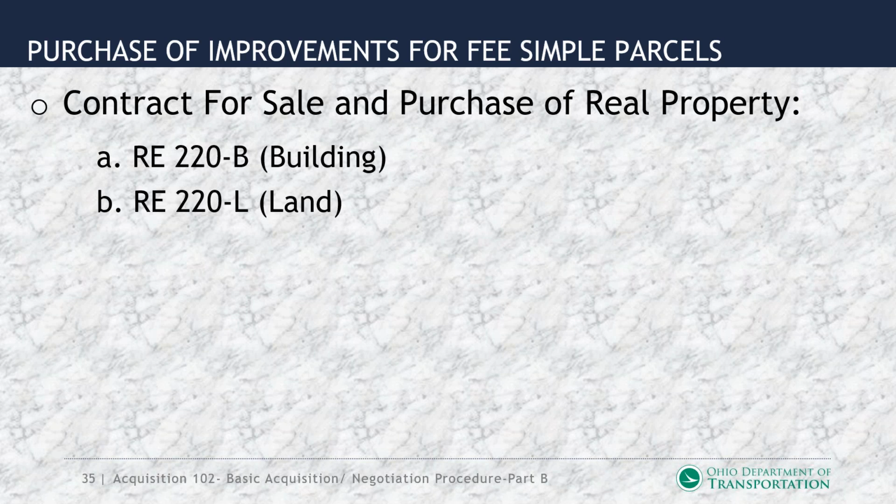We have two of those, RE220B and RE220L. You'll be using the B if there's a building on the property, and you'll be using the L if it's just land. Land meaning no structure.